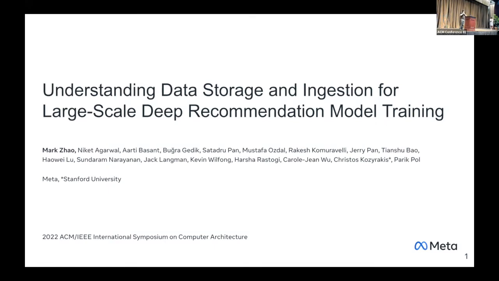Thanks. So our next talk is from Meta, and the title of the talk is Understanding Data Storage and Ingestion for Large-Scale Deep Recommendation Model Training. I think you have mentioned to stay tuned for this talk, and I guess Mark is going to present that. So here we have Mark Zhao, who is a visiting researcher at Meta in FAIR, where he is currently working on production infrastructure for ML training at scale. Mark, go ahead and take it away whenever you're ready.